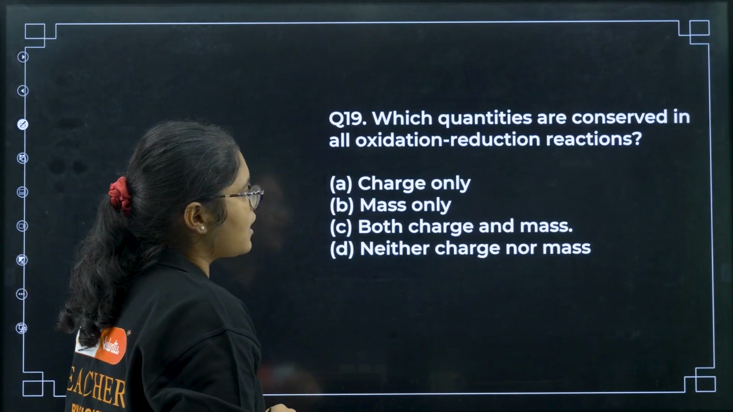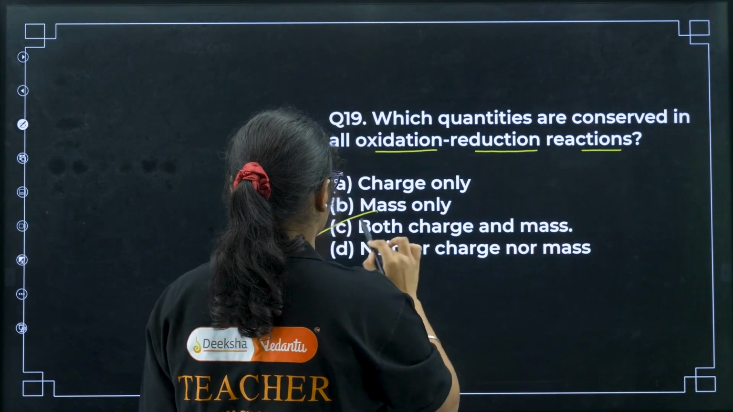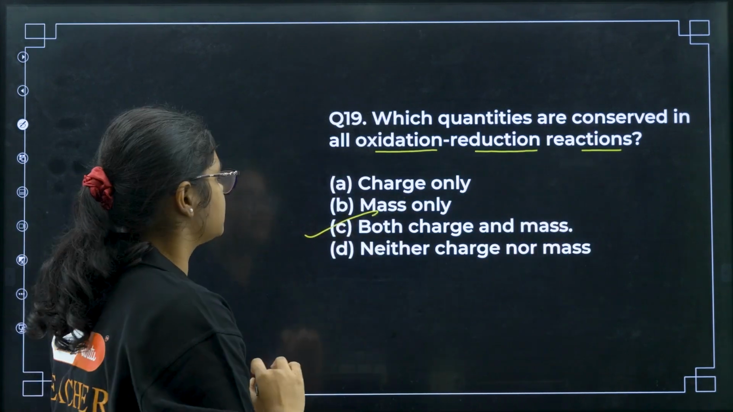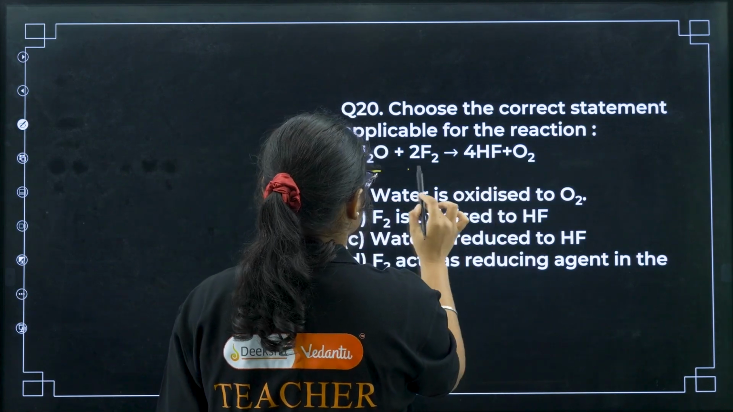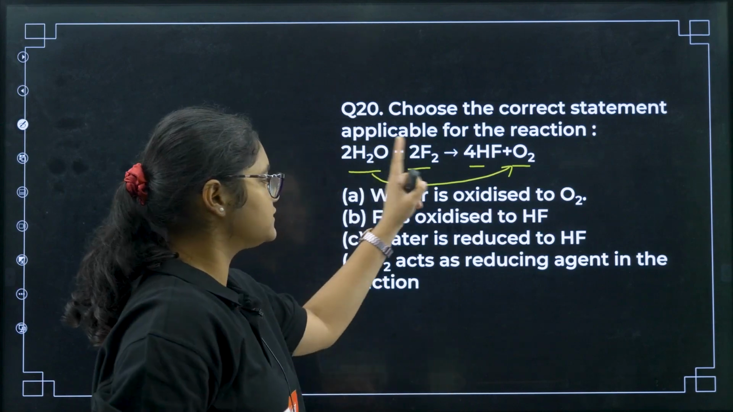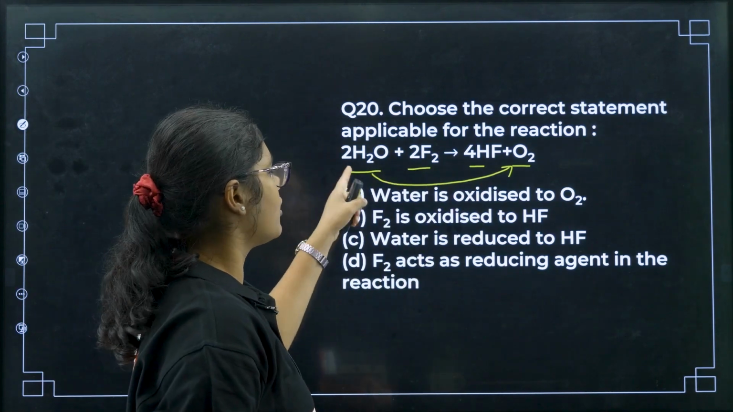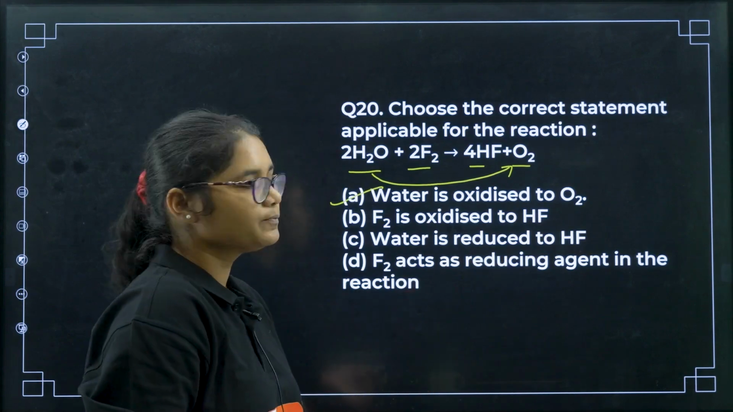Next, which quantities are conserved in all oxidation reduction reactions? So there is the conservation of both charge and mass. Next, choose the correct statement applicable for the reaction H2O, F2, HF, O2. So if you see H2O to O2, hydrogen is removed, that means we can say that water is oxidized. So that is correct, water is oxidized to O2.